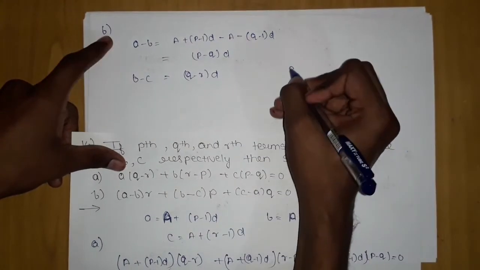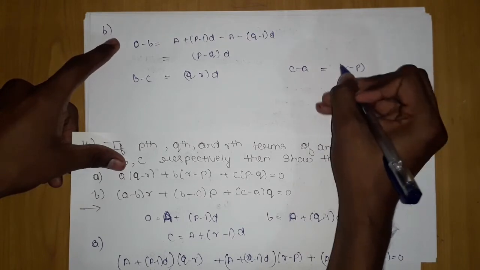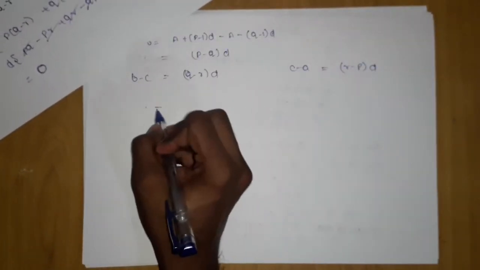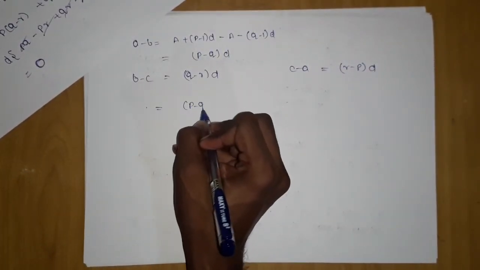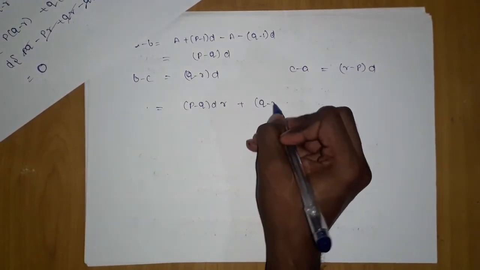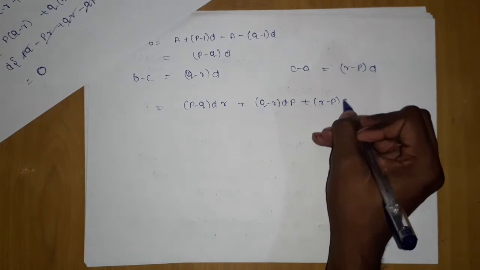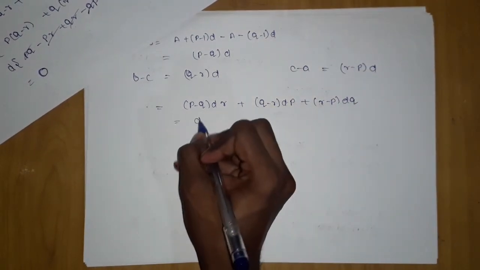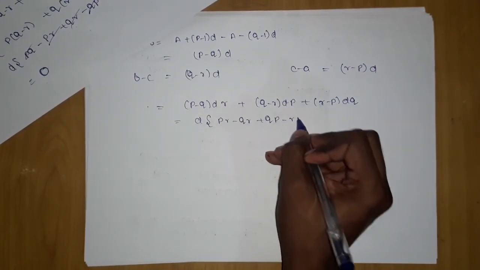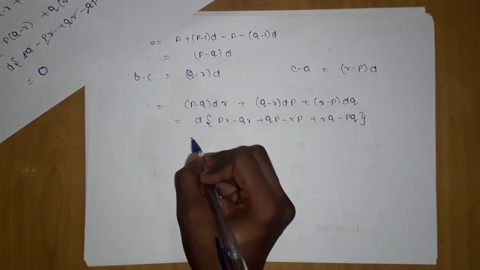Try to save time as much as you can. c minus a will be R minus P into D. Now let's put these values in. a minus b is P minus Q into D into R, plus b minus c is Q minus R into D into P, plus c minus a is R minus P into D into Q. Now if I take D common, I have PR minus QR, PQ minus RP, RQ minus PQ, and D is common.